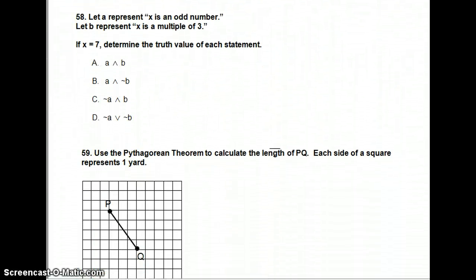Number 58. Let A represent x as an odd number. Let B represent x as a multiple of 3. If x is equal to 7, determine the truth value of each statement. Well, if x is equal to 7, A is true, because x is an odd number. But x is not a multiple of 3, so B is false. For the first one, A and B, and means both of them have to be true. This is true and false, so the whole thing must be false.